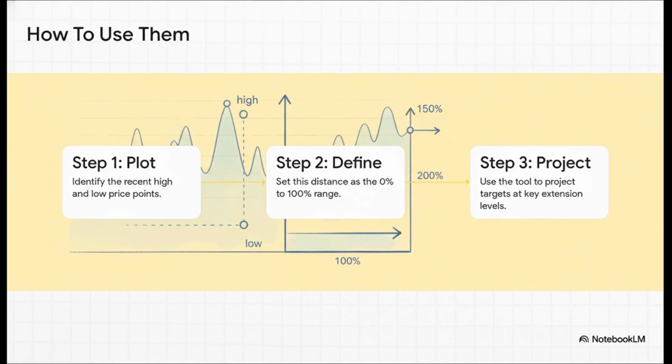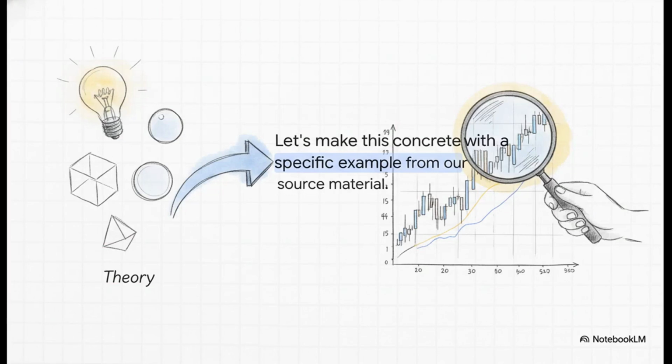So how do you actually use them? It's actually a pretty simple three-step process. First up, you find a major recent low and a major recent high. Easy enough. Step 2, you define that gap between them as your base range, your 0 to 100%. And then the tool does the heavy lifting, projecting targets out from there at these key extension levels. Now, theory is one thing, but let's make this real. Our source gives us a perfect example to see how this whole thing works in the wild.